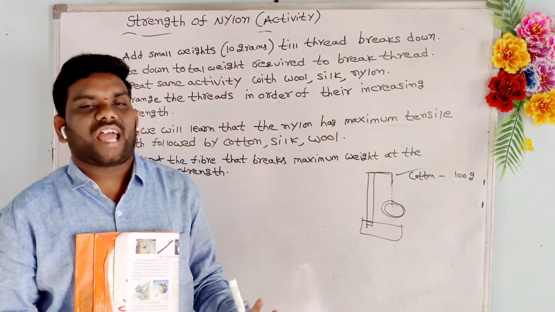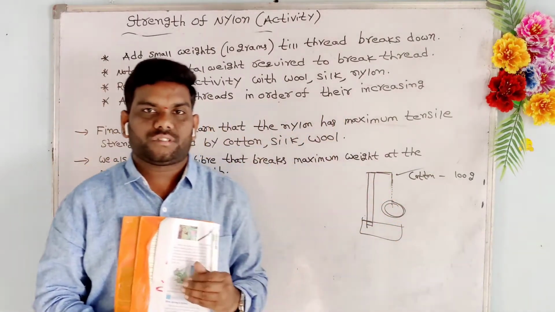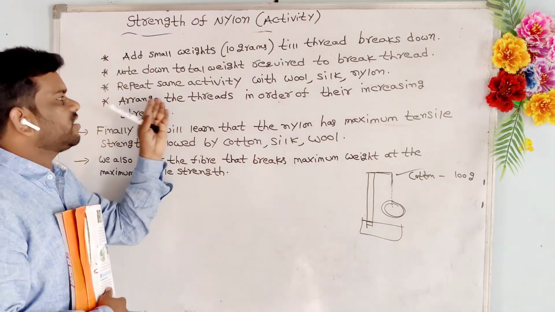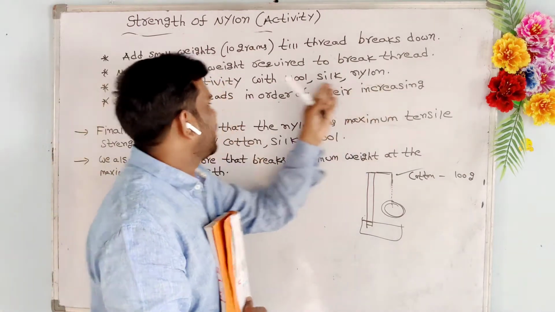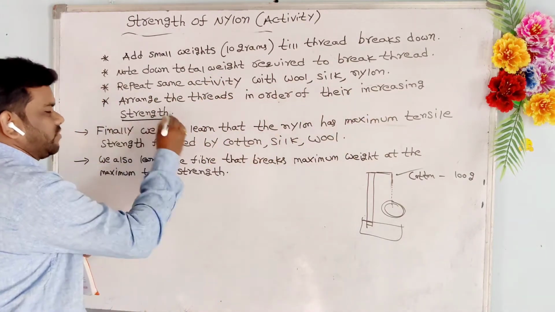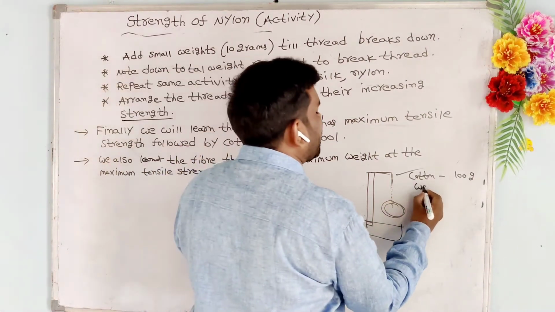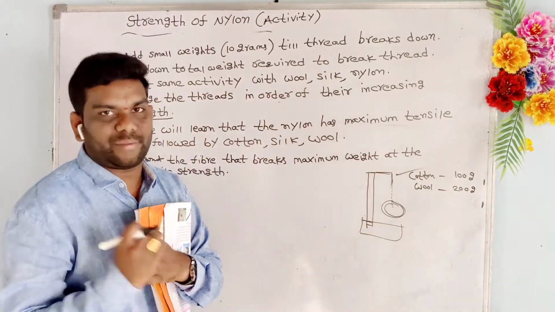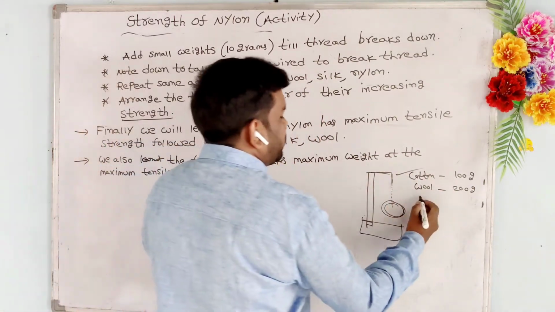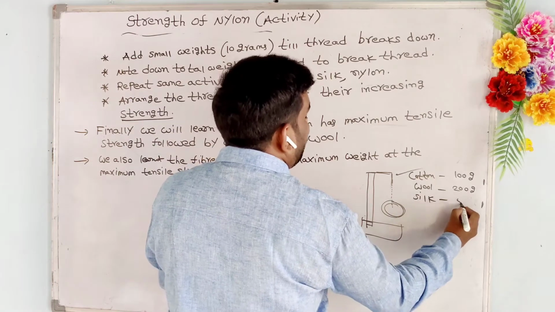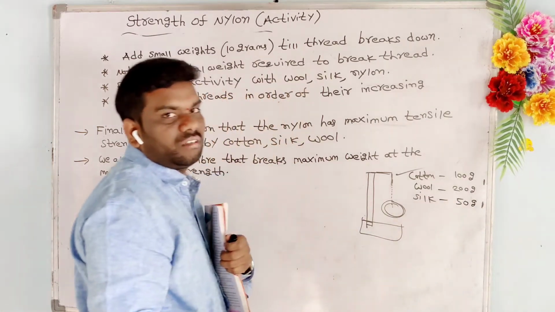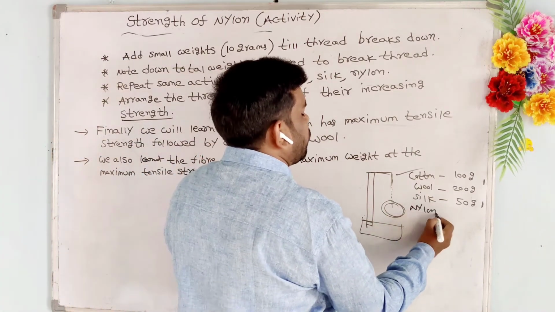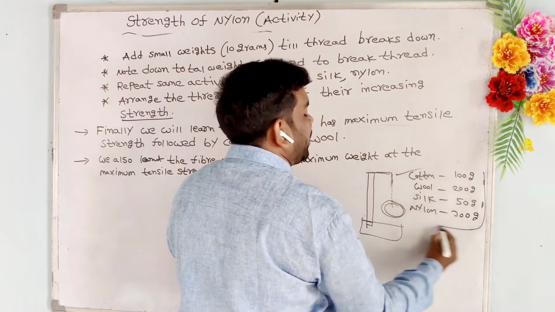So all these activities, after doing this activity, we learned that. So arrange the threads in order of their increasing strength. For example, wool broke at 200 grams. As soon as 200 grams was added, the wool broke. Similarly, if we take silk, it broke at just 50 grams. And if we take nylon, it broke at about 300 grams.